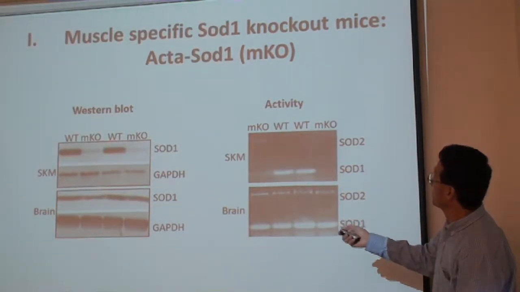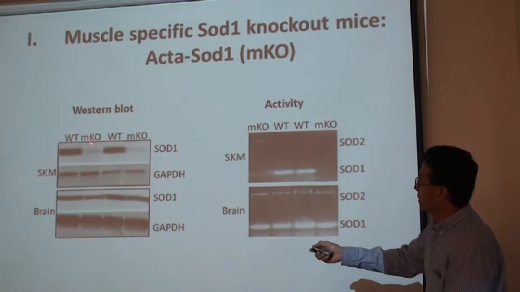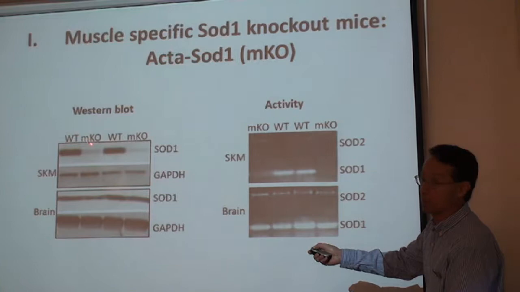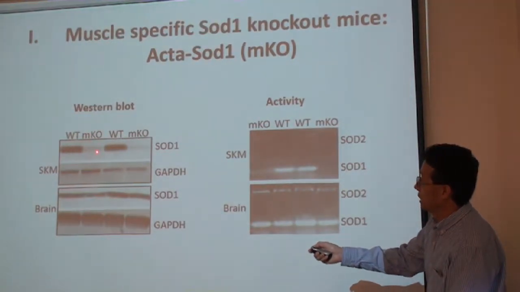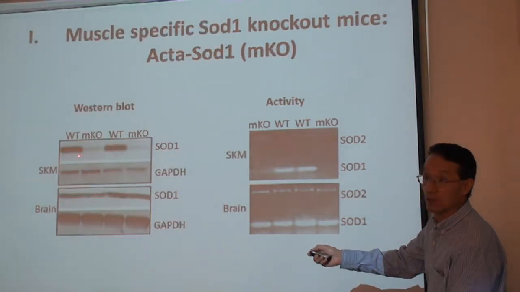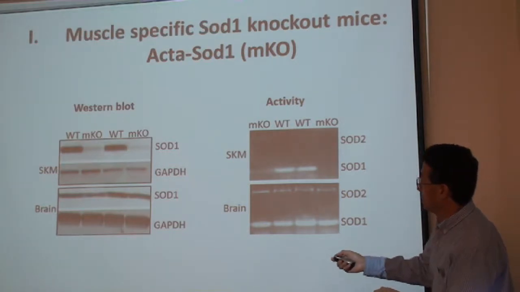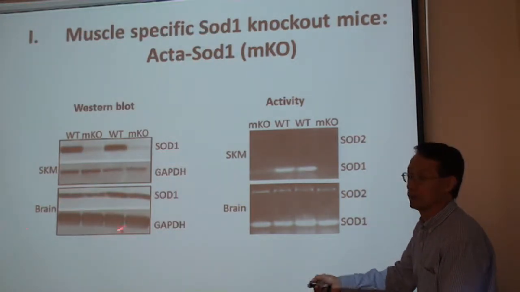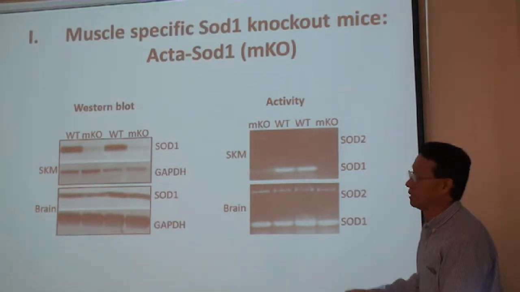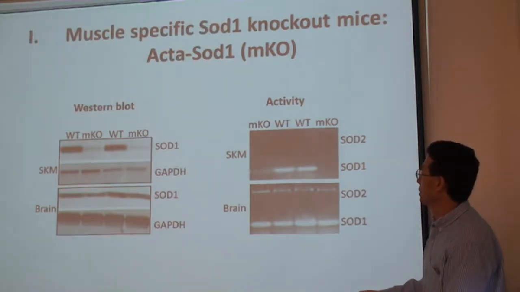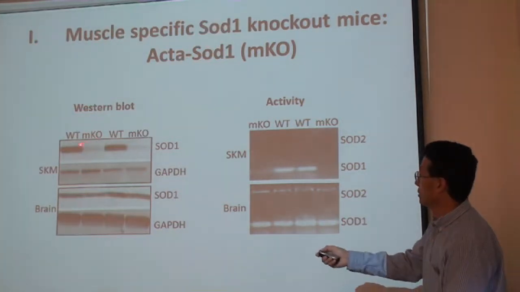Use that strategy. This Western blot shows the expression of the SOD1 protein. In this MCAT is muscle-specific SOD1 knockout. You see the SOD1 is more than 99% knocked down in this muscle. This is just a control gene. And in the brain, which is mostly neurons, you see there's no decrease of the SOD1 protein. That indicates that SOD1 knockout is specific to the muscle.